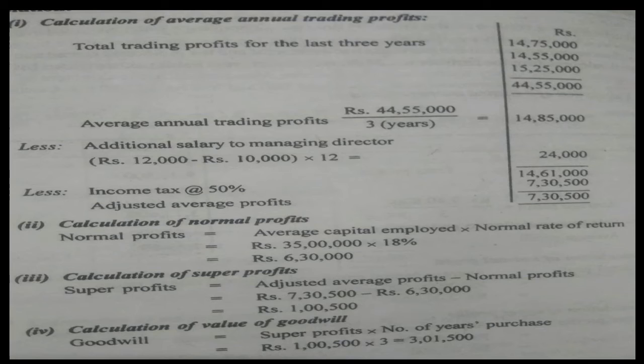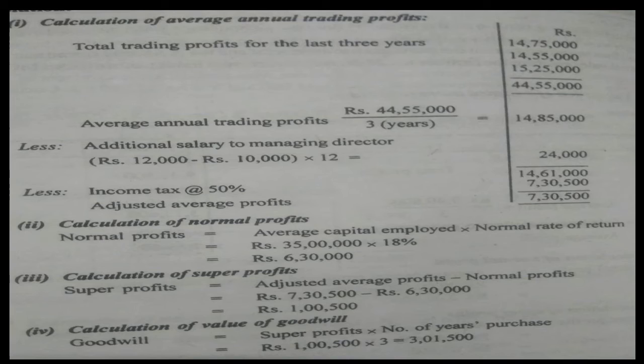Now 50% of this is income tax. So we'll pay tax of 50%, which will give you 7,30,500. The remainder will again be 7,30,500, since it is 50%, half of it is tax and the remainder has to be the same. So that is your adjusted average profit. Now we'll go to the second step, that is calculating normal profit.